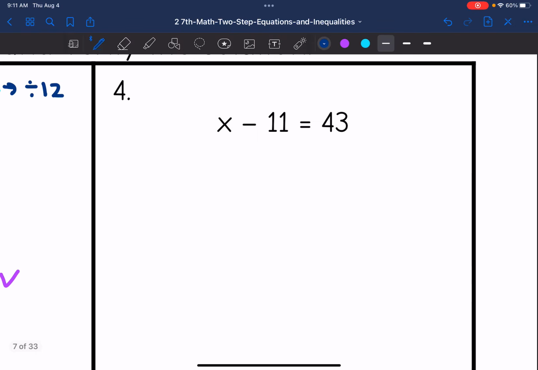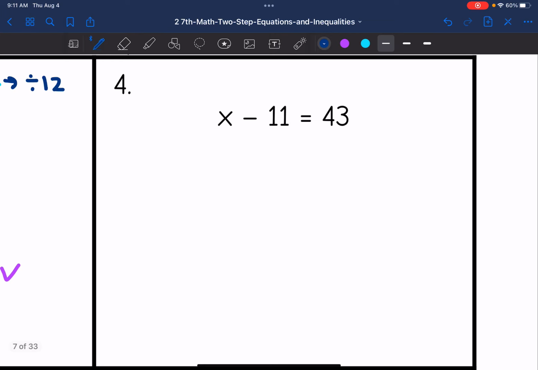Number 4, I have x minus 11 equals negative 43. I am subtracting 11 from x, and the opposite of subtracting 11 is adding 11. So I'm going to add 11 to both sides of the equal sign.